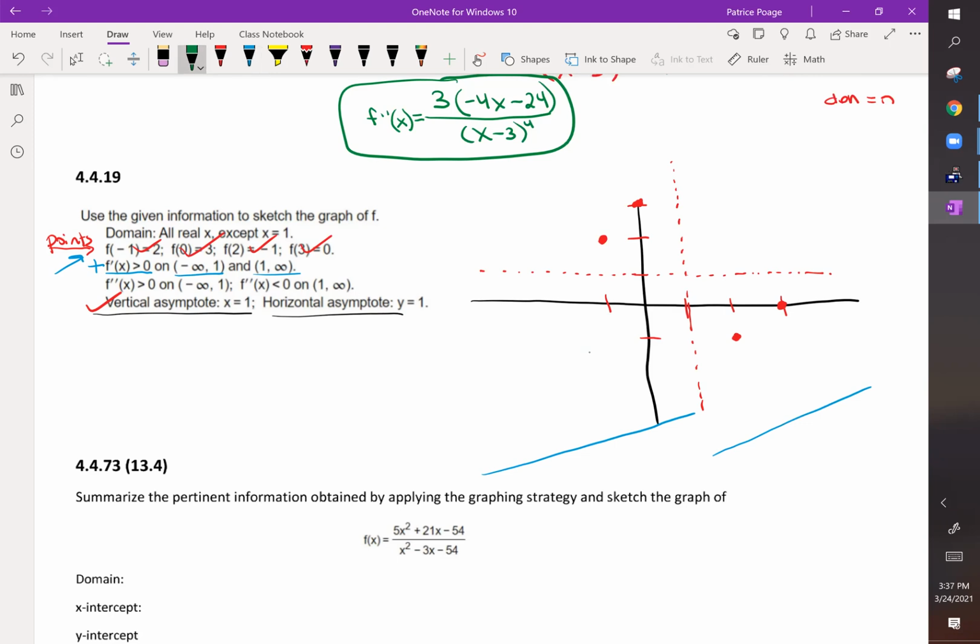The second derivative tells us where our original function is concave up and down. If the second derivative is greater than 0, that means it's positive, so it's concave up from -infinity to 1. The second derivative is less than 0, which means it's concave down from 1 to infinity.